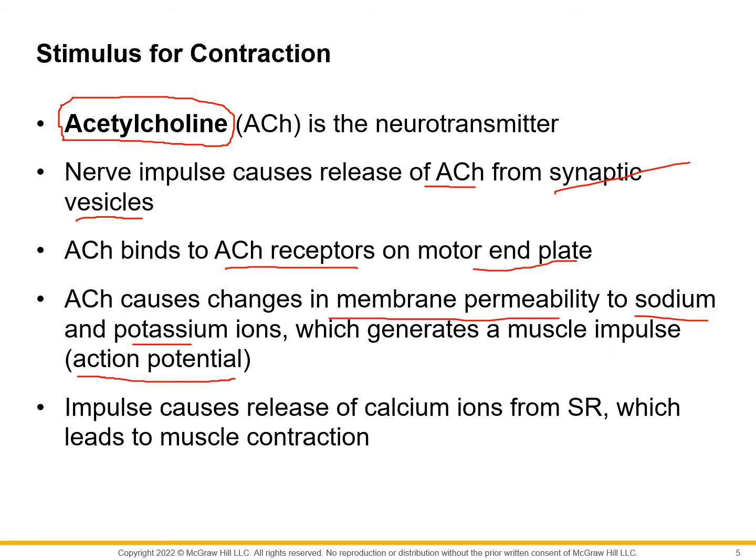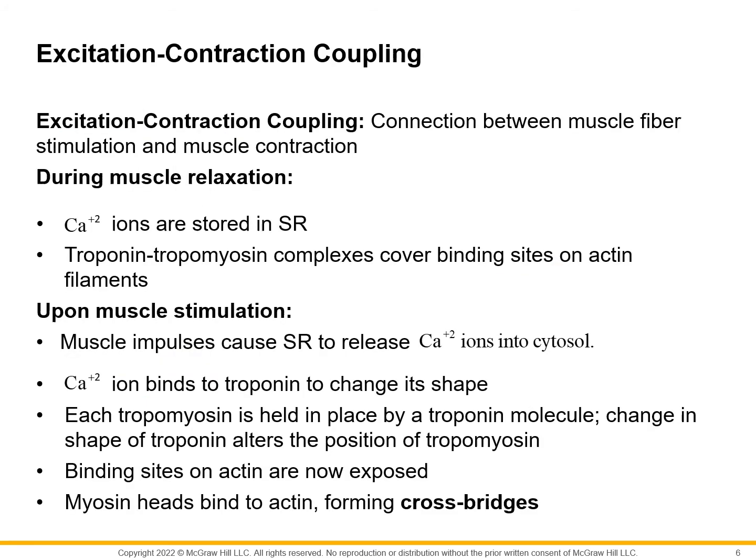When this happens, it's going to pass along the sarcolemma, go into the cell by way of the transverse tubules, and cause the release of calcium ions from the sarcoplasmic reticulum. All right. Now, when we look at this, I think sometimes it's tough to explain how they word things, but anyway, excitation and contraction coupling.